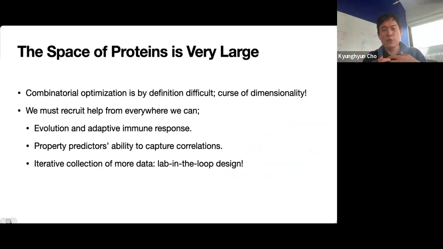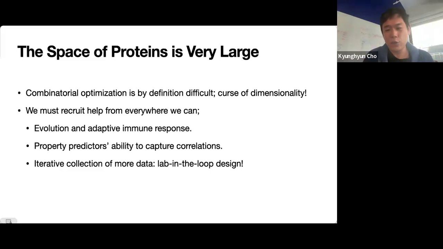So I just showed you some recipes in order to build this kind of good generative models to explore the vicinity of the narrowed-down search space in the protein space. However, I have to emphasize just once more that combinatorial optimization is by definition very, very difficult. And it is just due to the curse of dimensionality. We cannot really get away from this one.